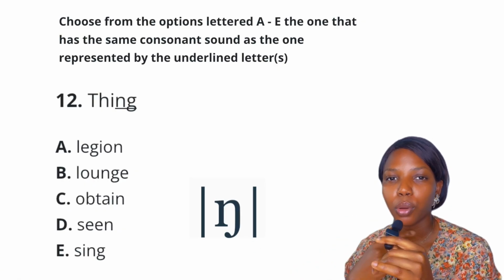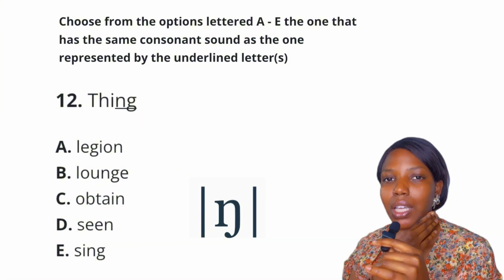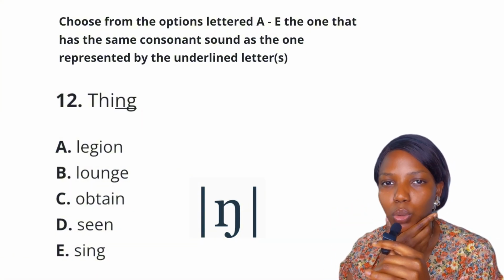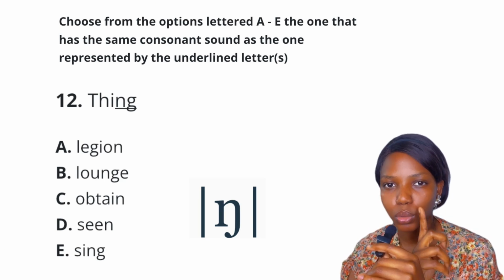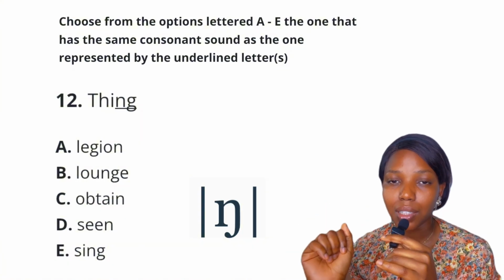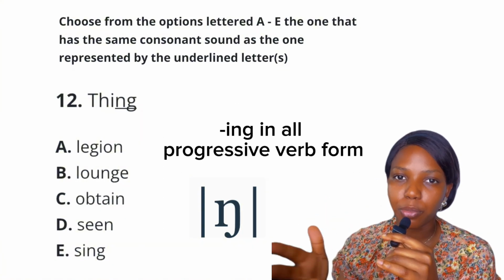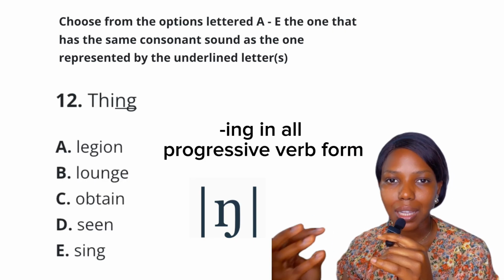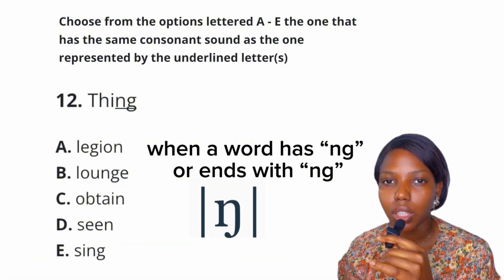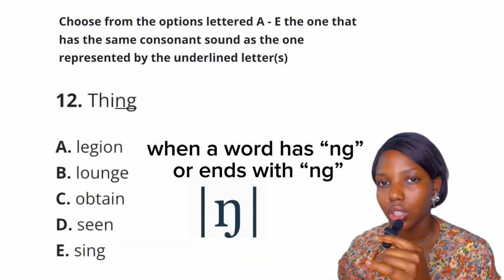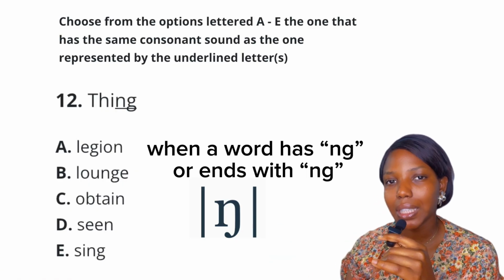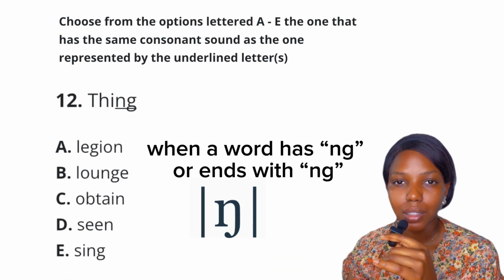Now, the back of your tongue presses against your soft palate that is located at the roof of your mouth. So when this happens, it blocks the oral cavity so that air escapes through the nose. So it's a nasal sound. Ng. Now let me give you a hack. ing in all progressive verb forms is ng. Okay, clapping, singing, dancing, teaching. Also ng. Words that end with ng usually have the ng sound. Okay, sing, sang, rang, hang.